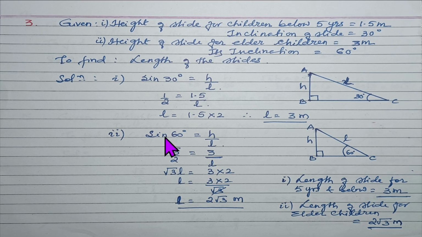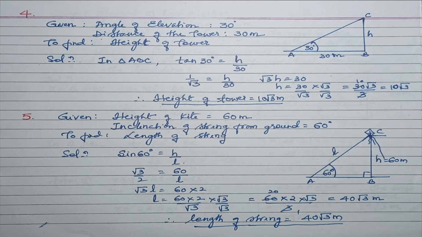Please understand here we are asked to find length and not the height, because height is already given to us. And coming to the next example, again take sine 60 degrees. Sine 60 will be H upon L, and sine 60 is root 3 by 2. H is given as 3 meters. So root 3 by 2 equals 3 divided by L, or cross multiplying root 3 L is equal to 3 into 2, or L is equal to 2 root 3 meters. So the length of the slide for 5 years and below is 3 meters, and the length of the slide for elderly children is 2 root 3 meters. It's a very simple example.